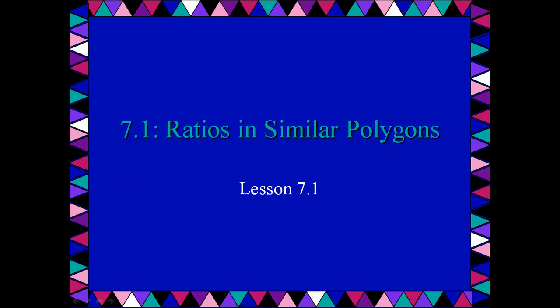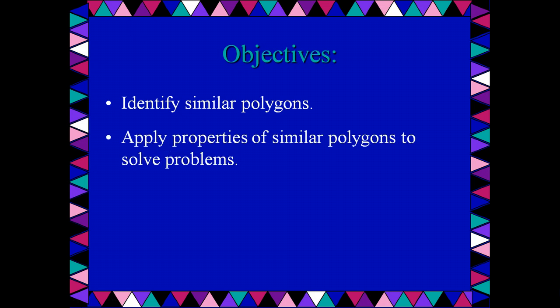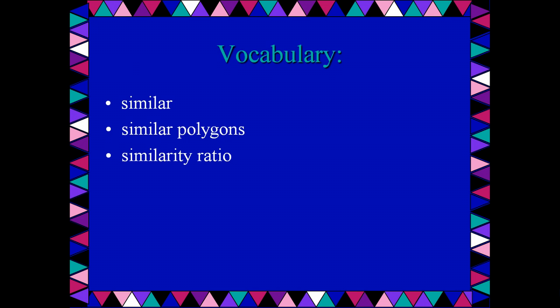Lesson 7.1, Ratios and Similar Polygons. The objectives of this lesson are to identify similar polygons and apply those properties to solve problems. The vocabulary words are similar, similar polygons, and similarity ratio.